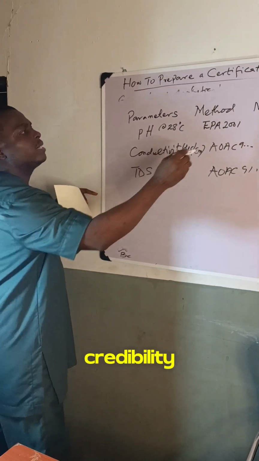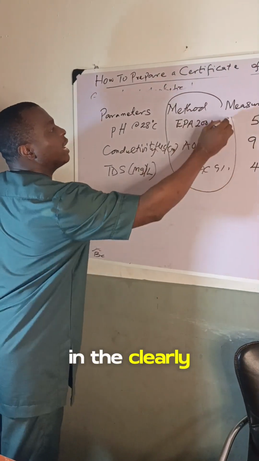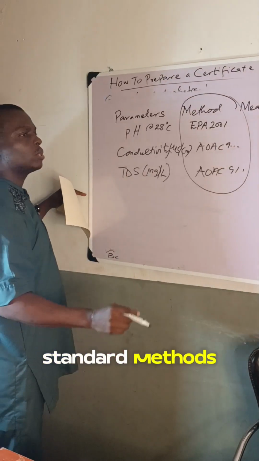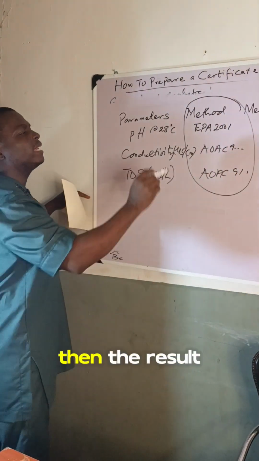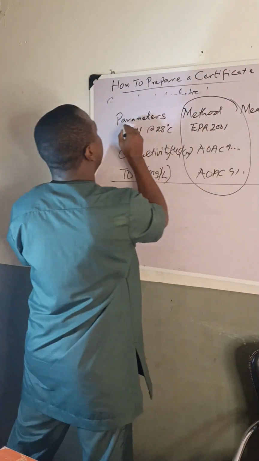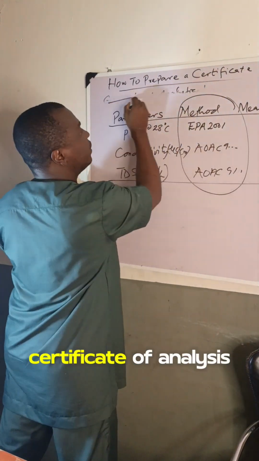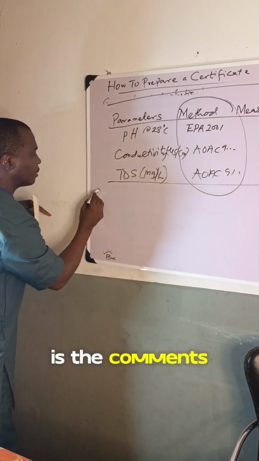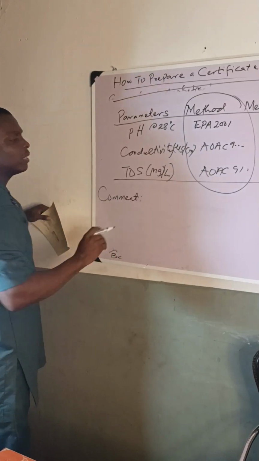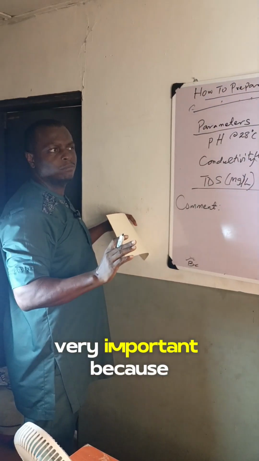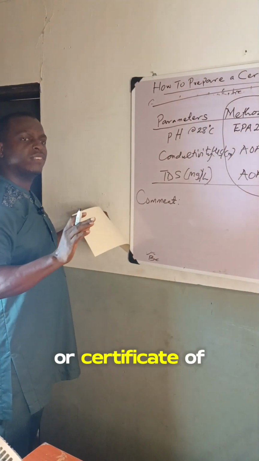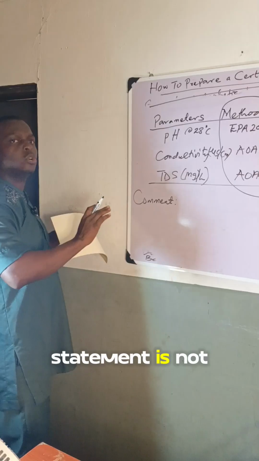While talking about credibility, the credibility lies in clearly stating the method that was used. Are these methods standard methods? If the standard methods are followed, then the result is what? Credible. Then if we can establish that, the next part that will be reported in a certificate of analysis is the comments. The comment is very important because that is the compliance statement. A test report or certificate of analysis without a compliance statement is not complete.